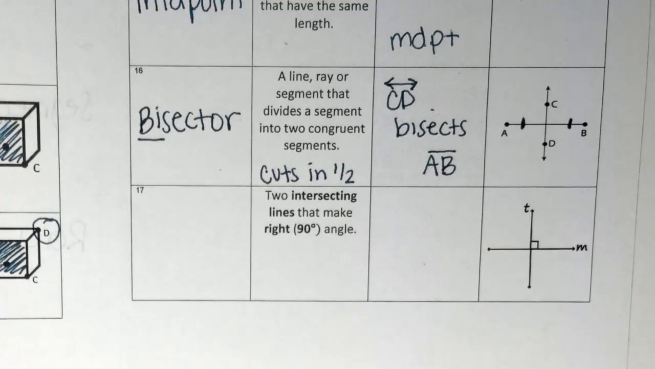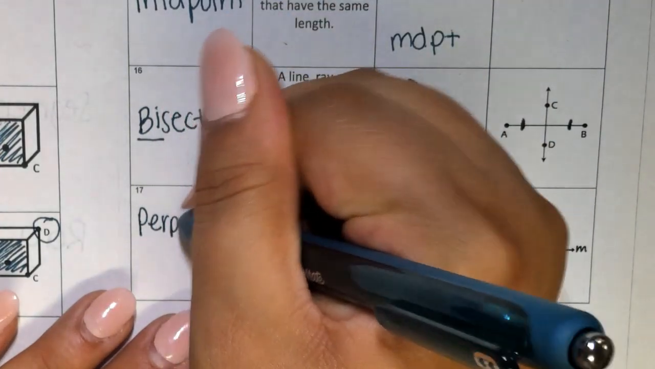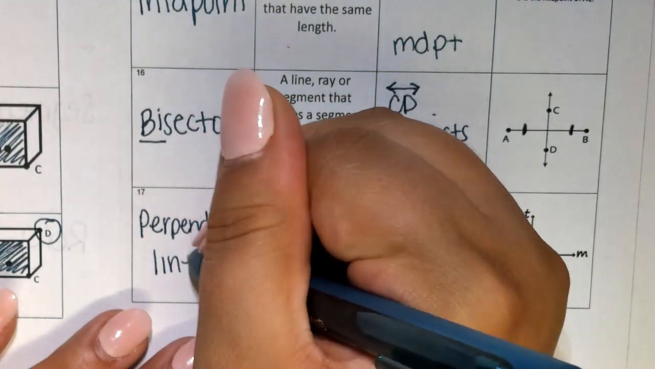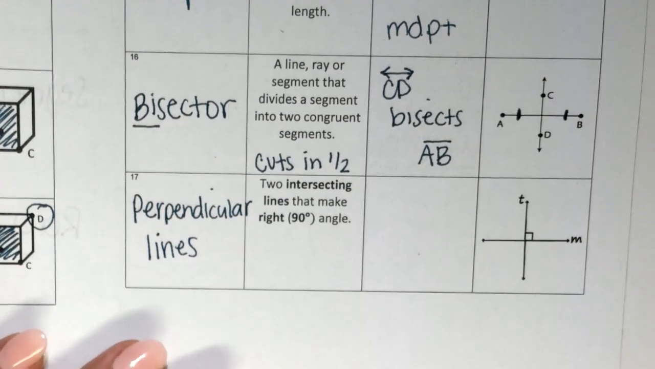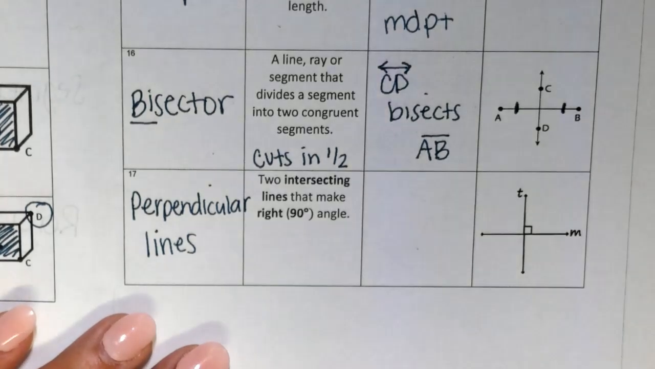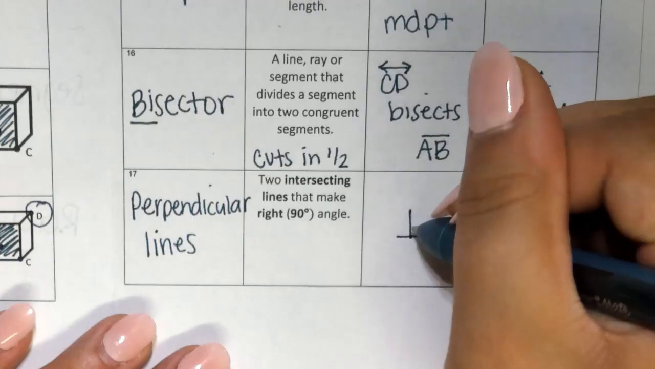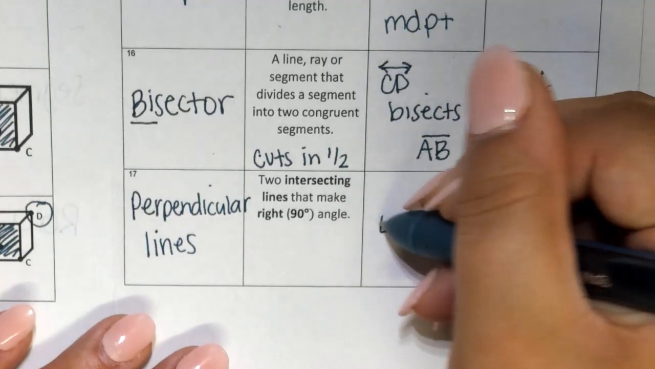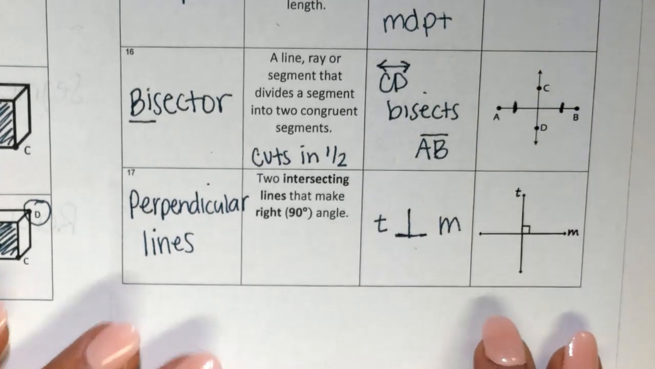Last one, I hope we know this last one. Perpendicular lines. And some people told me a right angle. You're right, it's a right angle, but this says two lines. So this is going to be perpendicular lines. Do y'all agree perpendicular is a very long word? Yes. That's probably the last time I'm going to write it in this class, because I'm going to use the notation. The notation for perpendicular is an upside down T. So T is perpendicular to M.